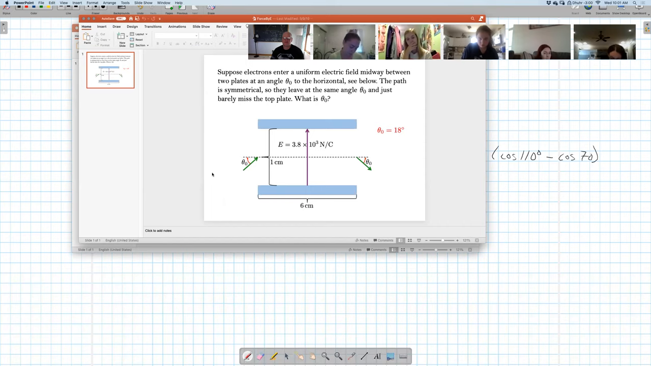Is that okay? Now, the length of the plates is also relevant information, and that is 6 centimeters. So they're separated by 1 centimeter, and they are 6 centimeters in length, okay?